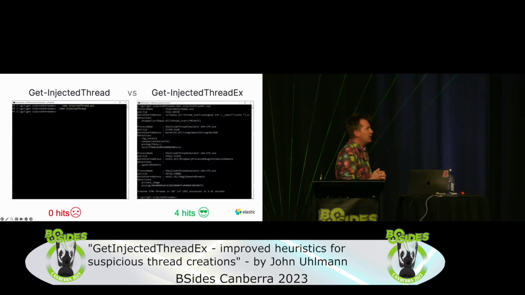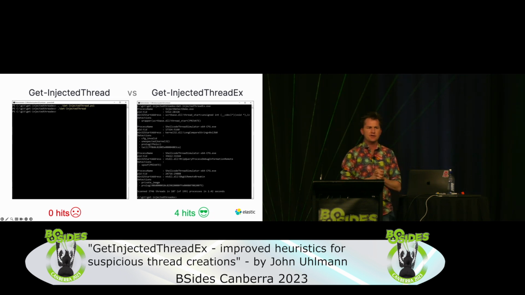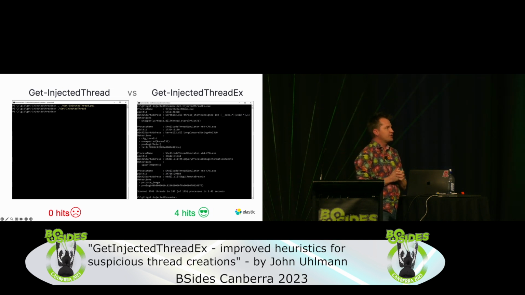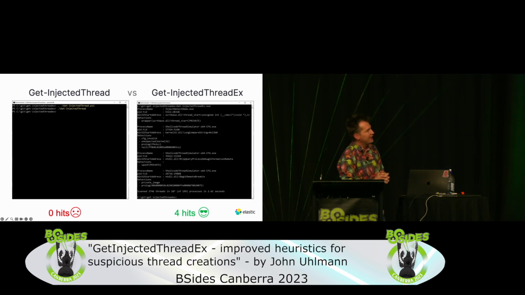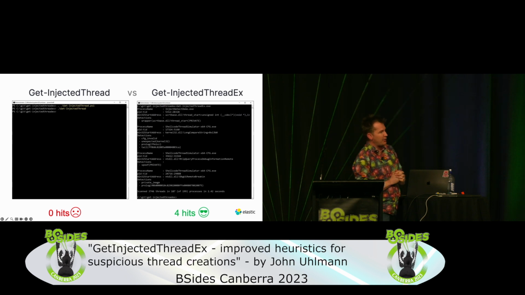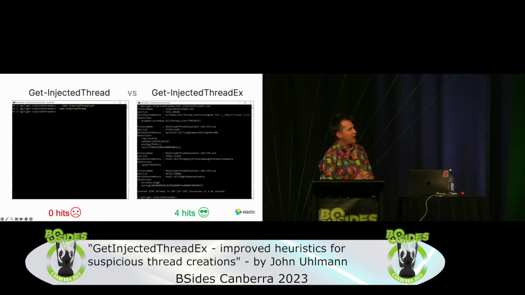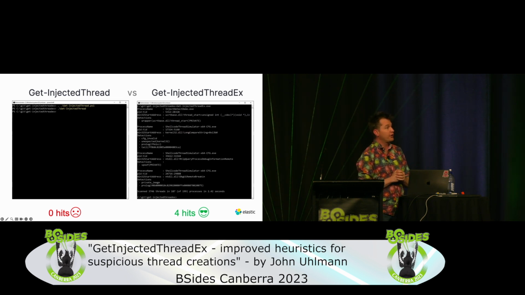Where do we end up? The old GetInjectedThread script did not detect any of these four classes, as we knew. And the new one: there is the PowerShell script, which is really slow and I do not recommend it, or there is the compiled binary, which is much faster. In fact, most of its time is spent on the first run downloading symbols for just a couple of modules, and after that it's really quite fast. I haven't even bothered trying to make it multi-threaded, which is kind of funny since my whole premise was that more than one thread makes developers' lives easier.